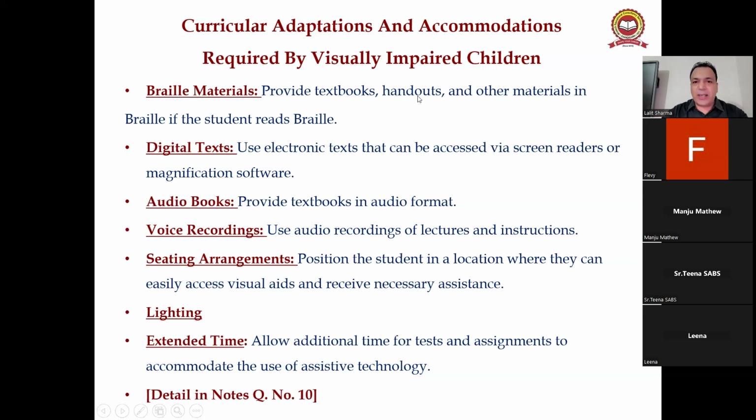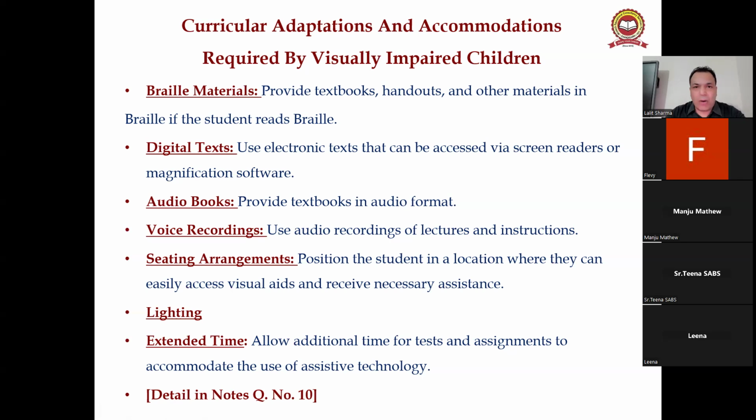Braille material means providing textbooks, handouts and other material in braille if the student reads braille. Digital text, audio books, you are aware of that. Provide textbooks in audio format. Okay. If in your class there is a visually impaired student, then it is your duty to find the particular book in audio format, or you have to prepare the lecture.